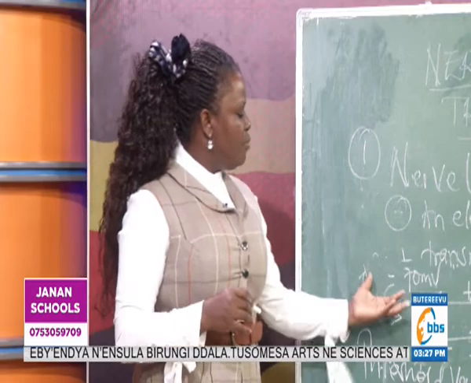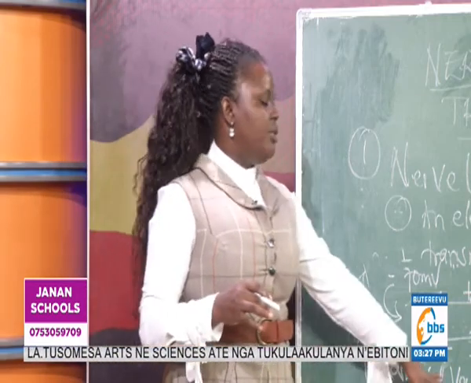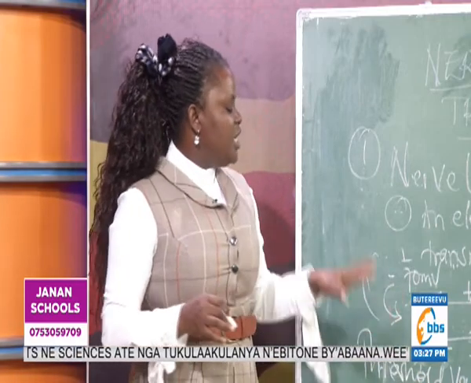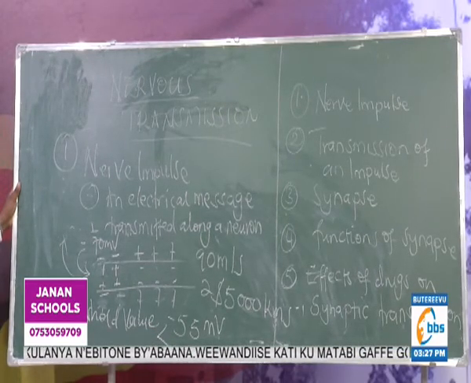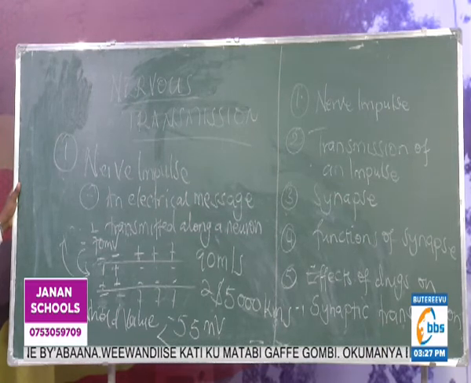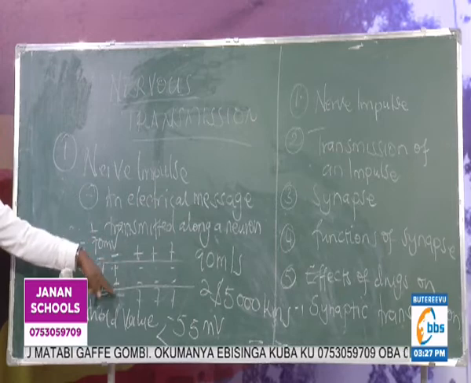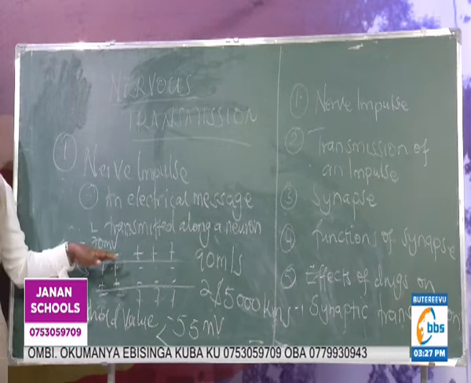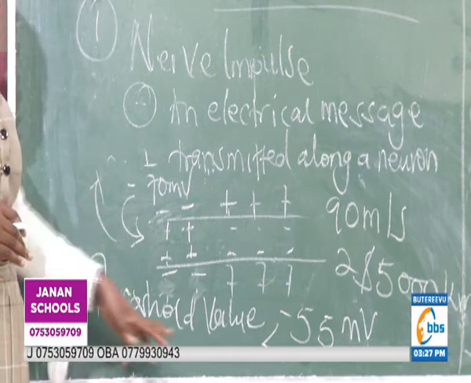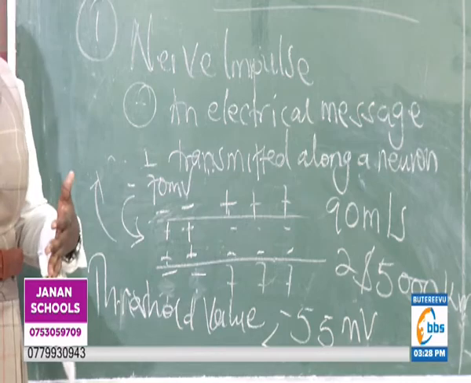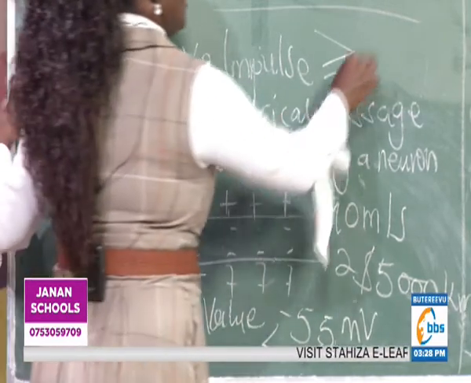Now, what will happen if your skin or the receptor is stimulated, but the stimulation does not reach the threshold value? If the stimulation is less than the threshold value, which is negative 55 millivolts, then there's no impulse or action potential that will be generated in your neuron. Why? Because the value is too low to alter the ion concentration across the membrane of the axon. So for an action potential to be created, the threshold value must be reached or exceeded. Therefore, for enough impulse to be generated, the stimulation must be greater than or equal to the threshold value.